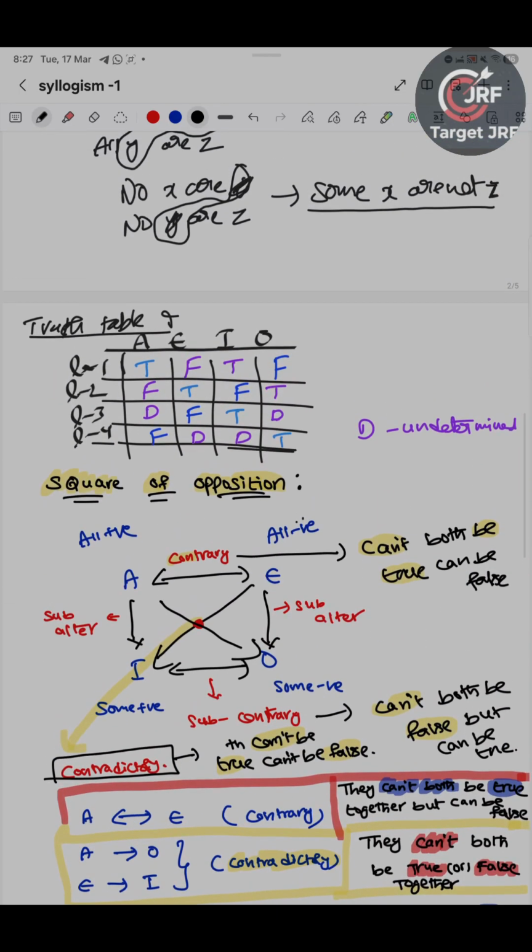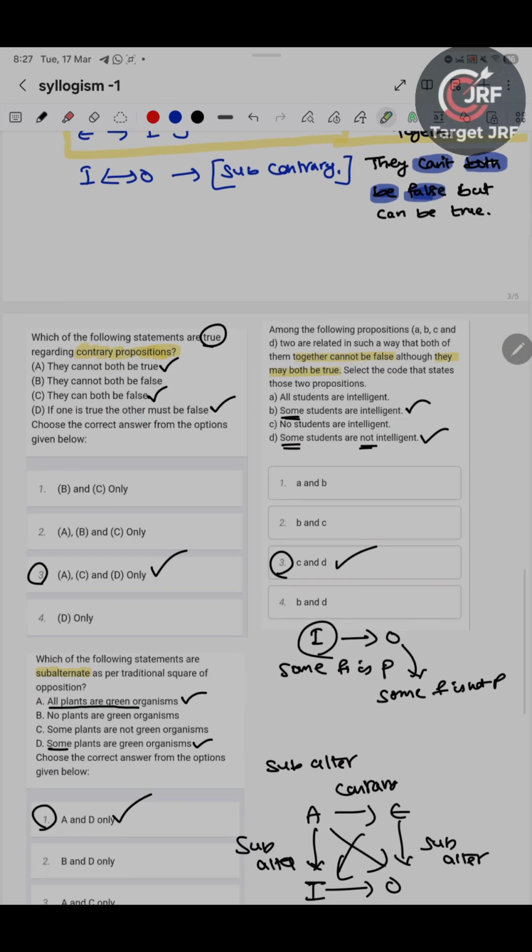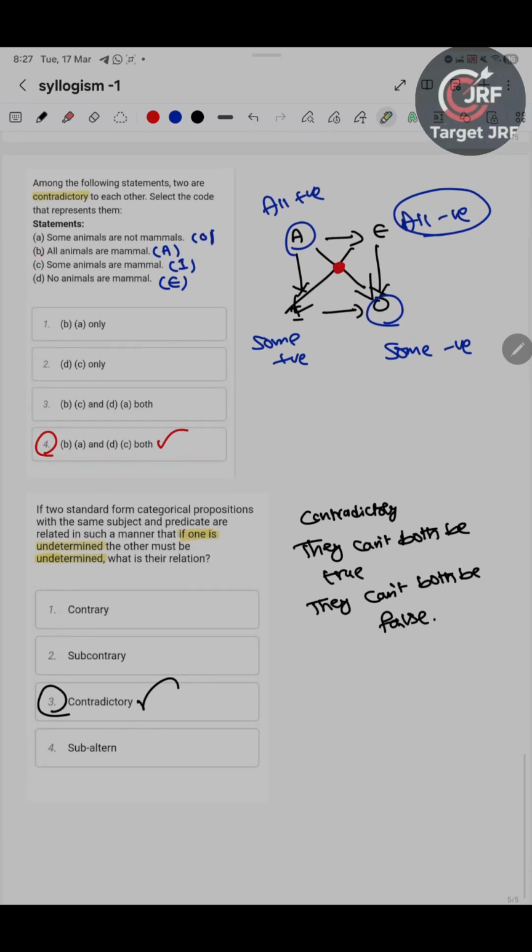Square of opposition mainly consists of this particular thing only. That is what you have to understand. Hope you have understood, so we can solve more problems in the target JRF groups.